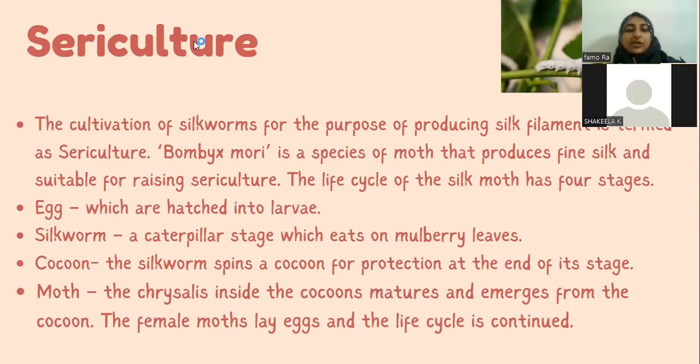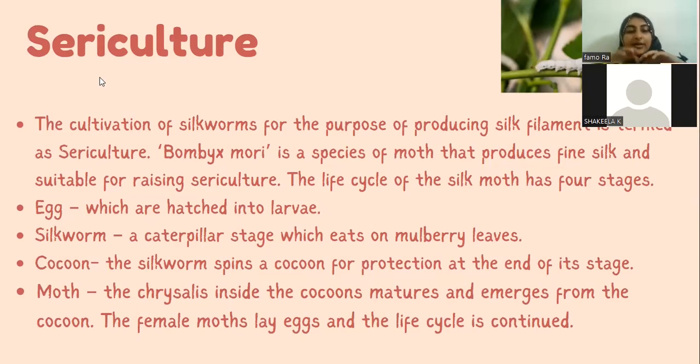Then comes the cocoon stage. In the cocoon stage, the silkworm will spin the cocoon for its protection, and that is when they produce this silk, right? So inside the cocoon, the chrysalis will mature and emerge from the cocoon.